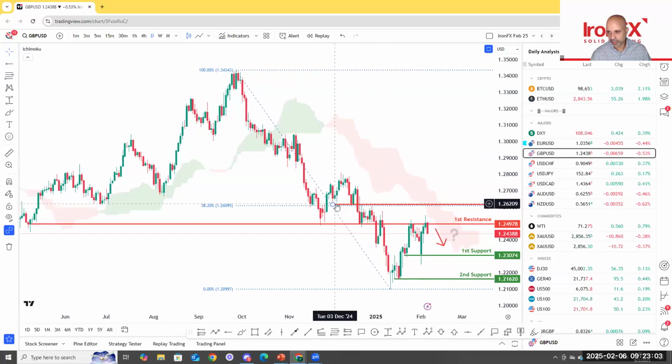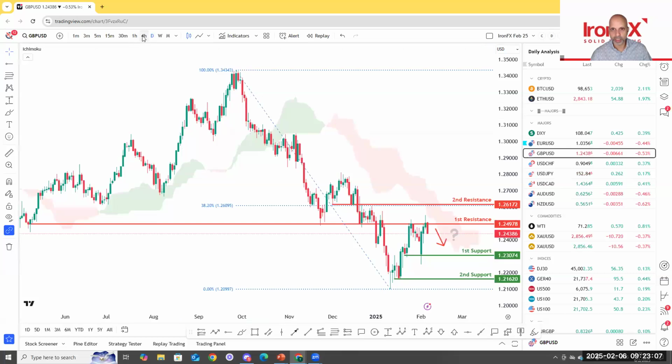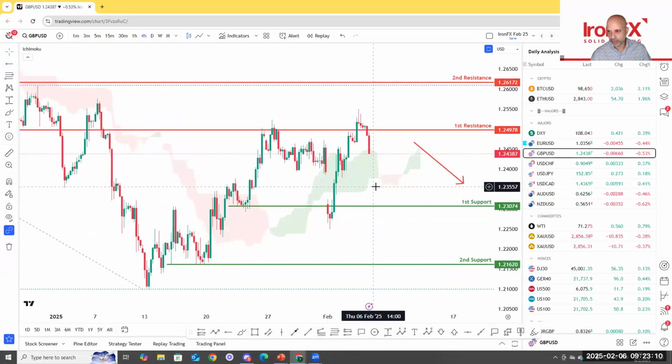All right. So these are the key levels for cable on a daily time frame. Let's move on over down to the 4-hour time frame and see if there's a need to fine-tune the analysis.